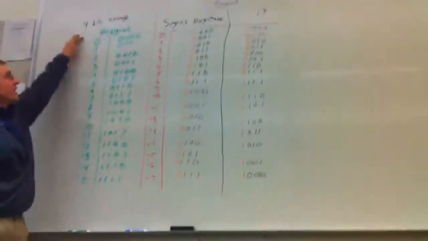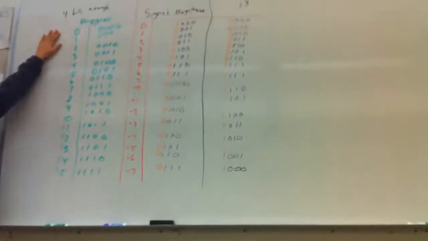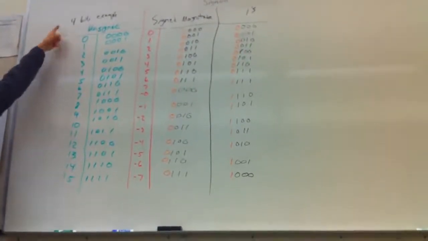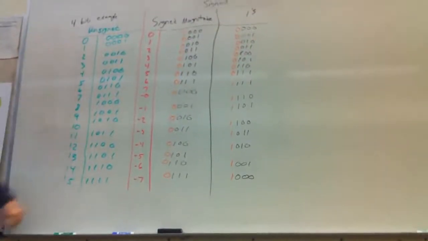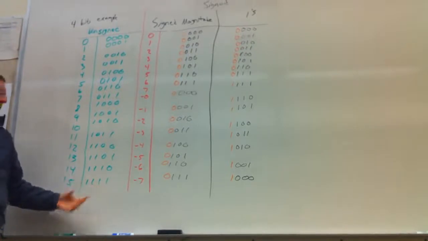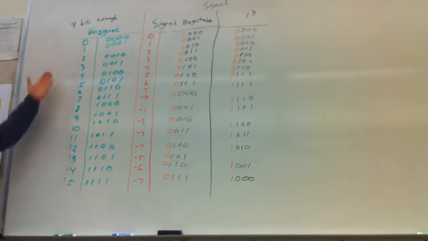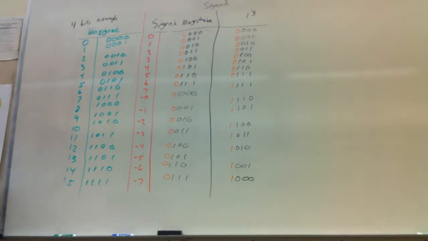I can go count to 15. So 15 is 1, 1, 1, 1 in unsigned. So when I write problems, I can test, or in homework, we'll say 4-bit unsigned binary number, and so you know how many bits you have to do your arithmetic. So this is for 4 bits, I can represent 15 numbers in binary with 4 bits.